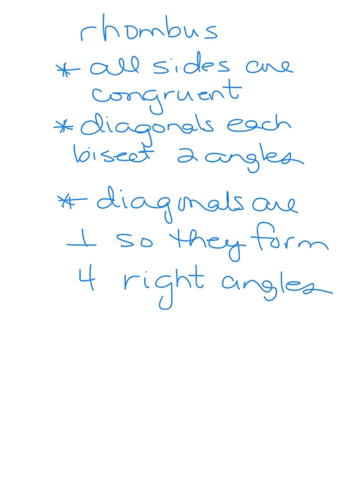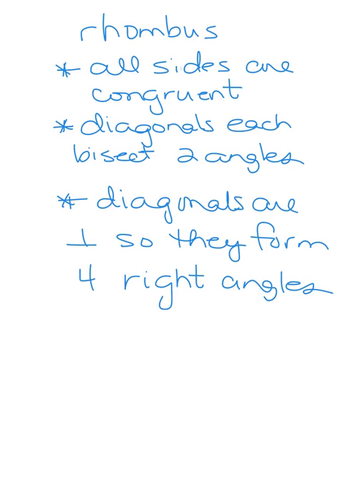Our next special parallelogram we're going to look at is a rhombus. Now, we have a few things dealing with diagonals with a rhombus, but before we look at them, remember that with the parallelogram, the diagonals bisect each other. Now, specifically for a rhombus, we know that diagonals are perpendicular, so they will form a 90-degree angle in the center where they meet. We also know that the diagonals will bisect 2 angles.